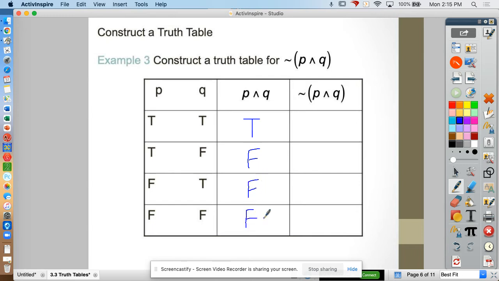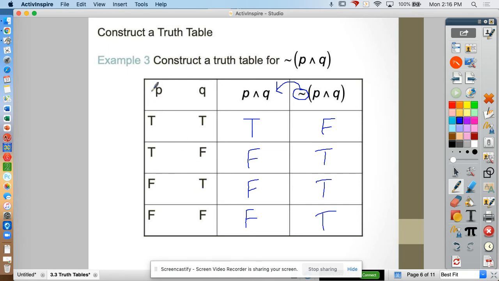Everything else will be false. Okay? Now, looking from this column to this column, the only thing I've added is the negation symbol. So that means I want to negate this. Well, negation means opposite. So if it was true, now it's false. And if it was false, now it is true.